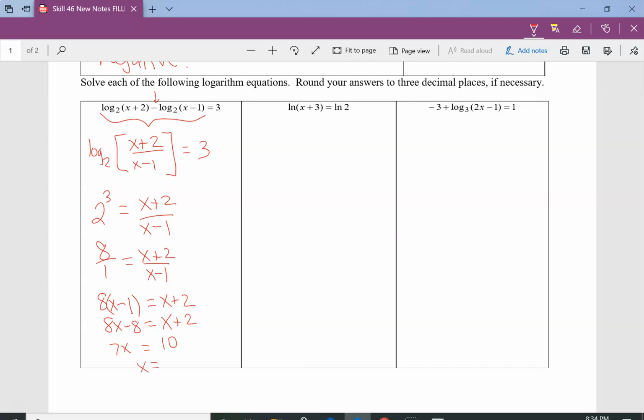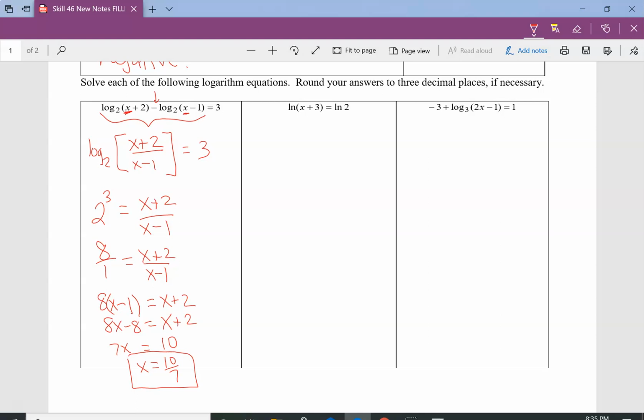So x would have to be 10/7. When I plug in 10/7 to this x, I get a positive value in the end, so that's good. And when I plug in 10/7 here, 10/7 is a little more than 1, so when I subtract 1 from it, I'm good. So no negative logs here, there's my answer.